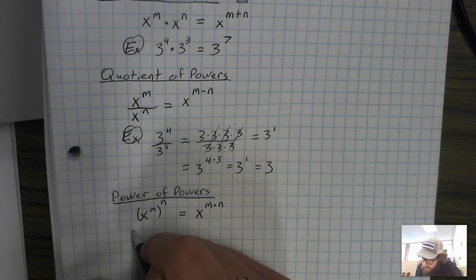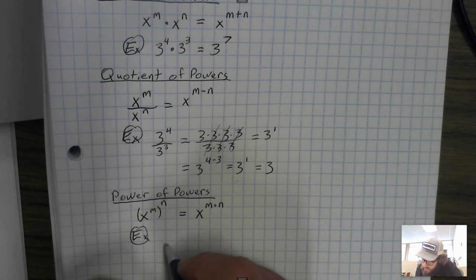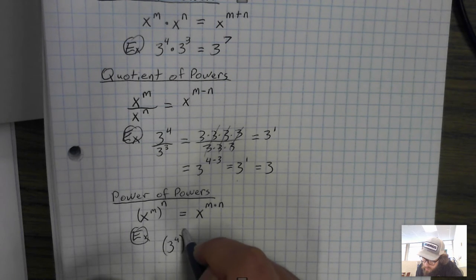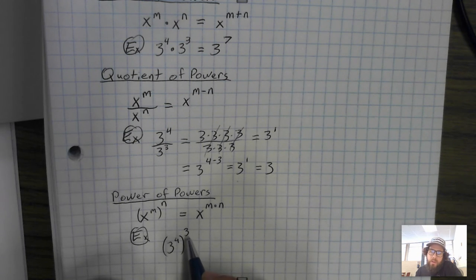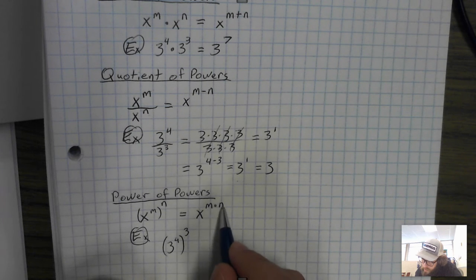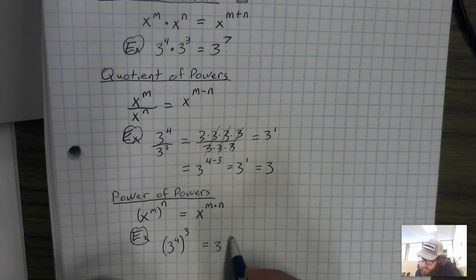So an example for this one will be something like, say I had 3 to the fourth to the third. If I have a power to a power, it says that we are going to multiply the 4 and the 3, multiply the two powers. So we get 3 to the 4 times 3, which is 3 to the 12th.